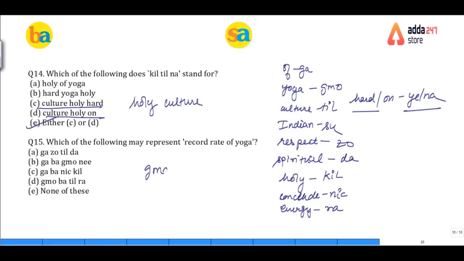योगा GA, रिकॉर्ड और रेट का कोड नहीं दिया है, इसलिए कोई अलग होगा, इसलिए ऑप्शन बी दैट इज BA और NE में से कोई एक कोड होगा रिकॉर्ड और रेट के लिए, इसलिए ऑप्शन बी हमारा करेक्ट आंसर है.